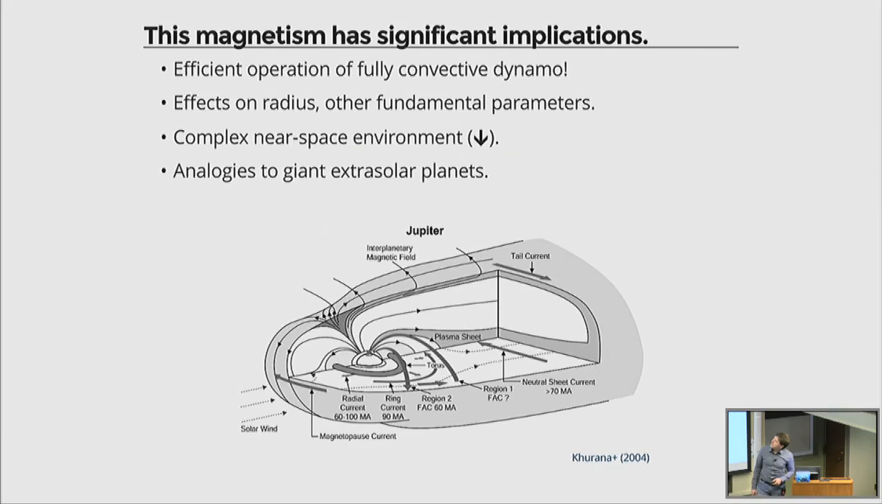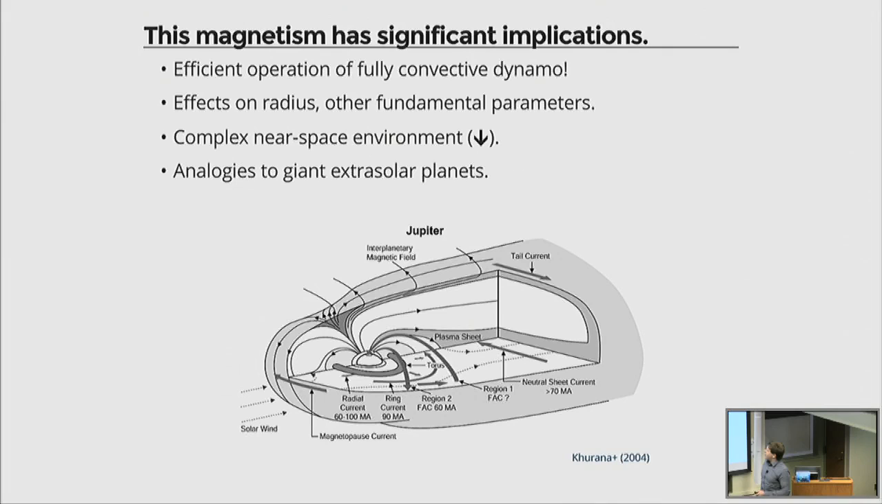So why do we care? Well, first of all, this means that these objects are operating some kind of dynamo that is efficiently generating strong magnetic fields. These things are fully convective. We believe that the sun's dynamo has a lot to do with the interface between its radiative core and its convective outer layers. So the fact that these things can generate organized, strong, persistent magnetic fields is interesting from a theoretical standpoint. Furthermore, things like low-mass stars seem to have inflated radii relative to models. We believe that probably is also the case in true brown dwarfs. And so their fundamental parameters are changed by the magnetism.